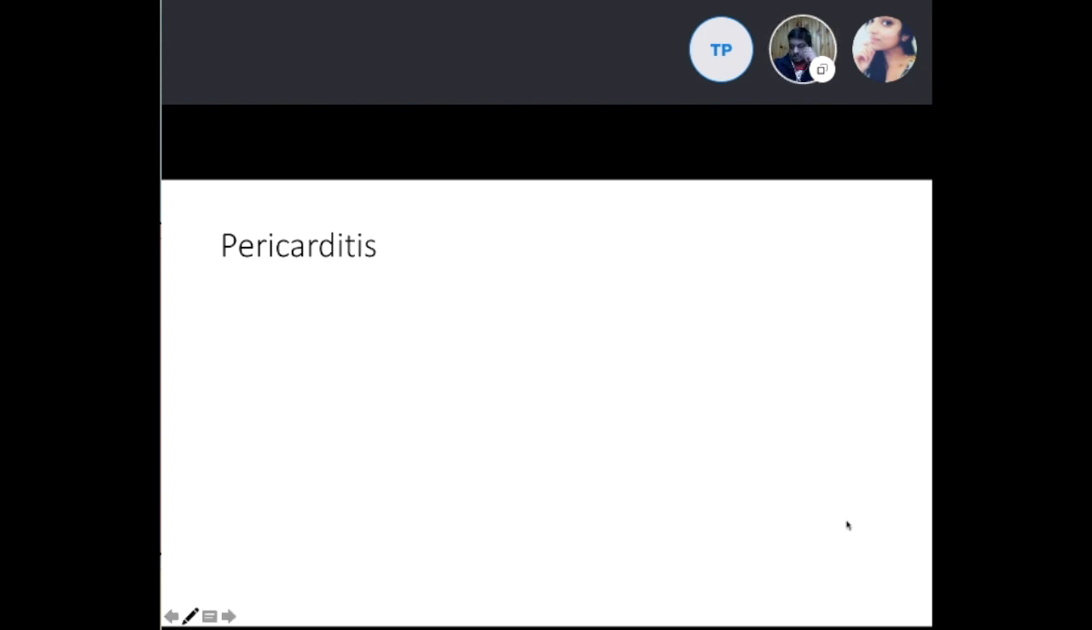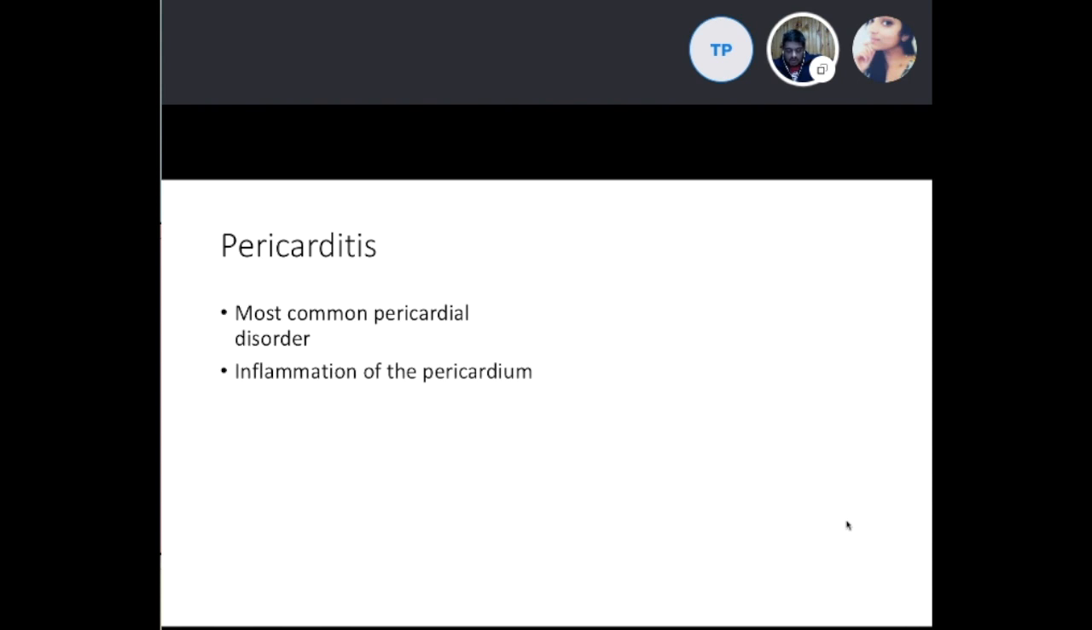And so specifically for pericarditis, it's the most common pericardial disorder, and it's basically an inflammation of the pericardium, and it's immune mediated. The details are not well known, and it may reoccur after treatment.